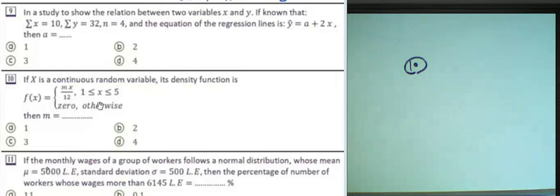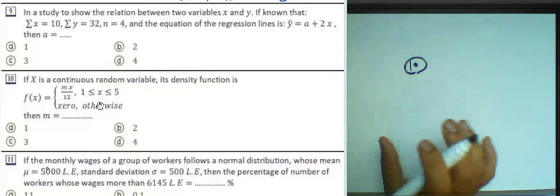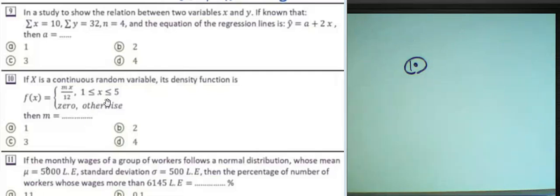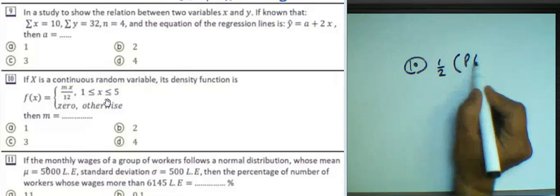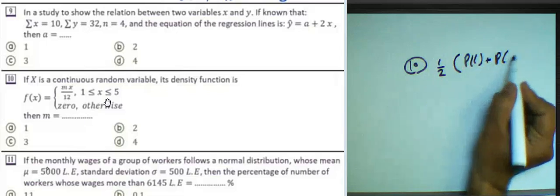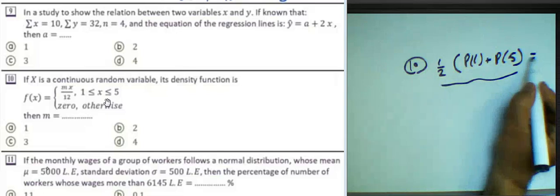Question 8. I solved this example like question number 8. We know the probability about area about this example equals 1. We can find the area here: half multiplication of probability about 1 plus probability about 5. The result will be equal to 1.